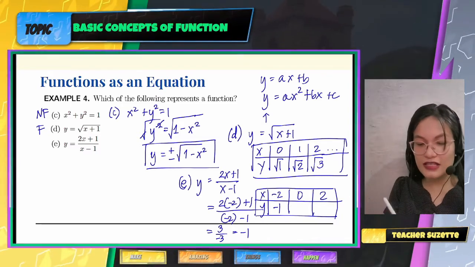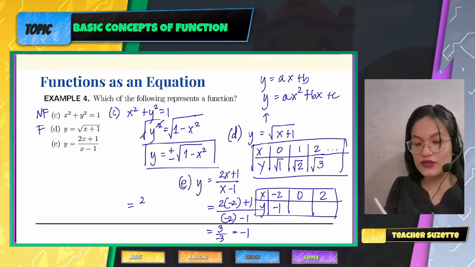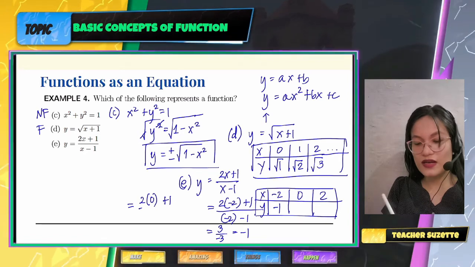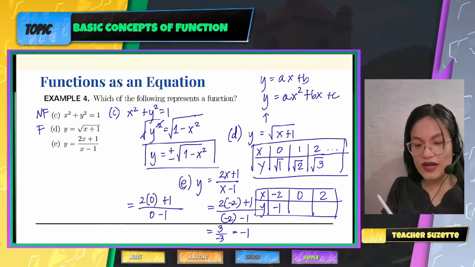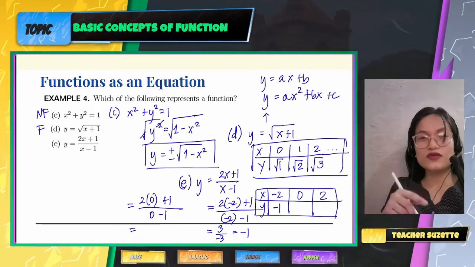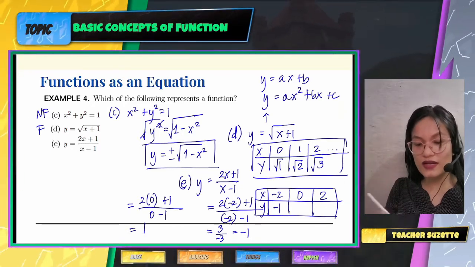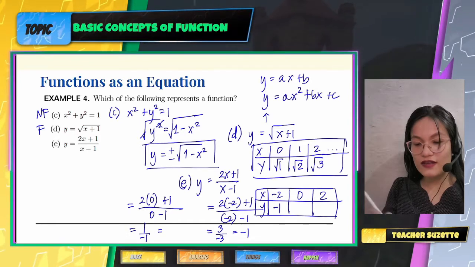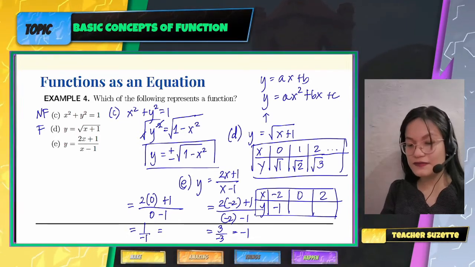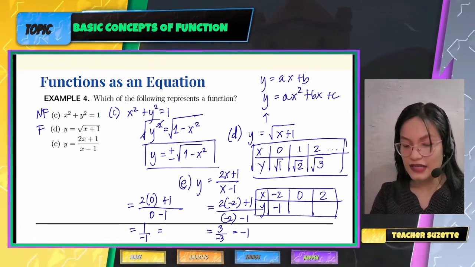Ngayon, try naman natin siya pag 0. So, that is 2 times 0 plus 1, all over 0 minus 1. So, you will have, any number multiplied by 0 is 0. So, 0 plus 1, that is 1, all over negative 1. So, our answer is negative 1.